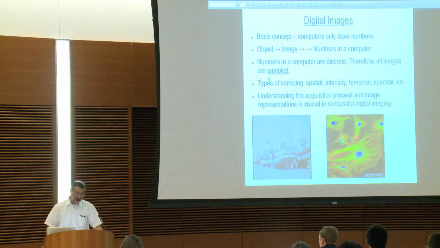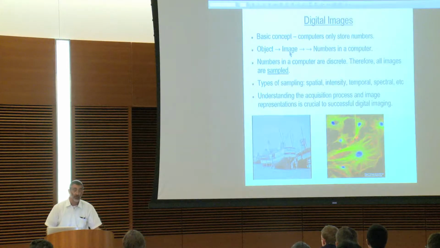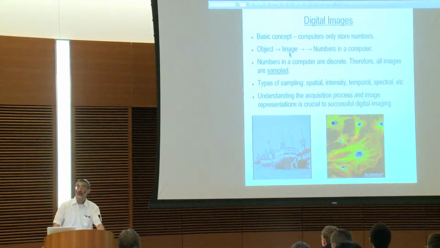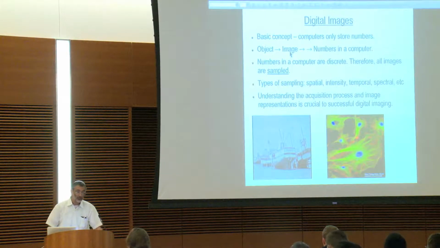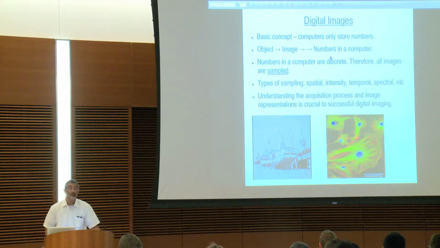Now, you normally take an object and it somehow becomes an image. In my case that's usually a microscope of some sort, or some camera, or maybe an atomic force microscope, or whatever. But it becomes an image, and that image might still be optical, but then some magic happens and it becomes numbers in a computer. For most of you, that may be with a digital camera.